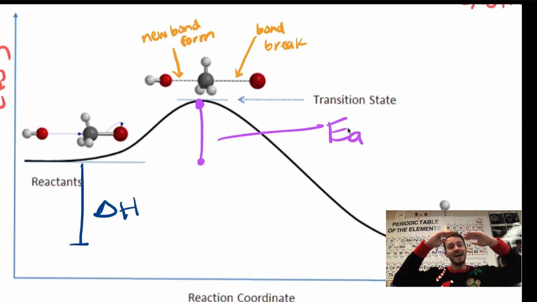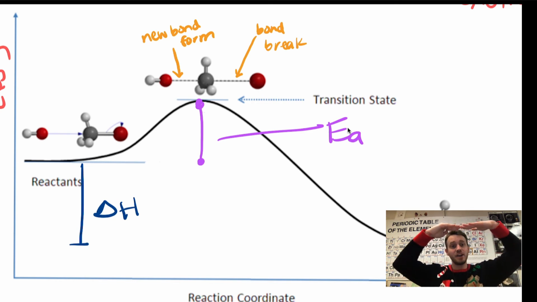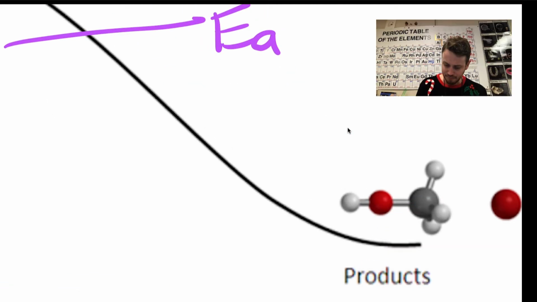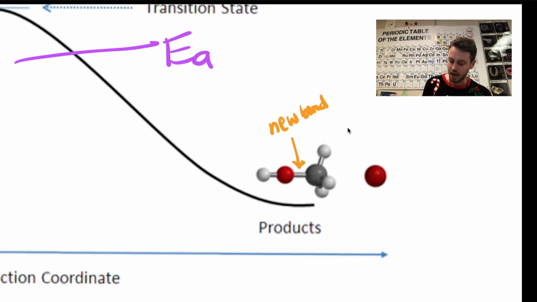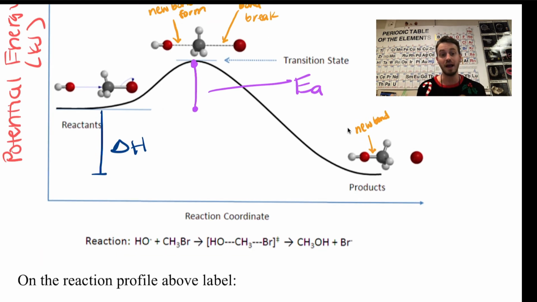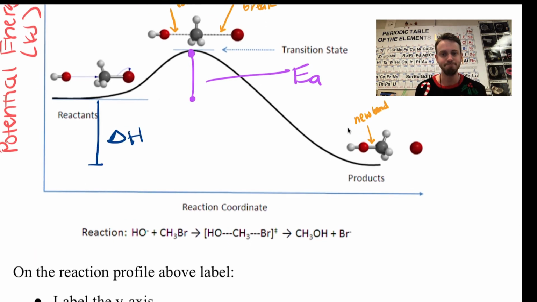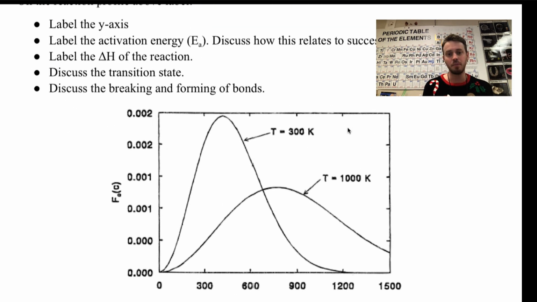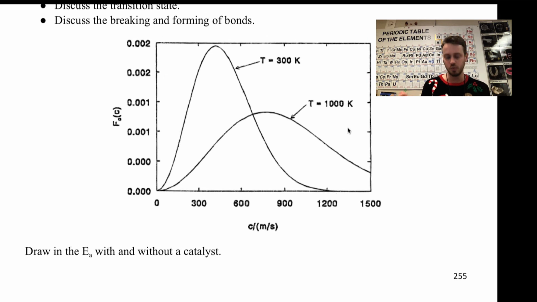Okay, so that transition state is at higher energy. That transition state is not stable, and then it comes down and we form our products. So we can see our new bond that formed to form that product, and then we broke a bond and that kicked off that red sphere, which was a bromine.